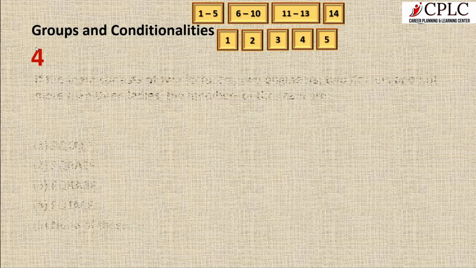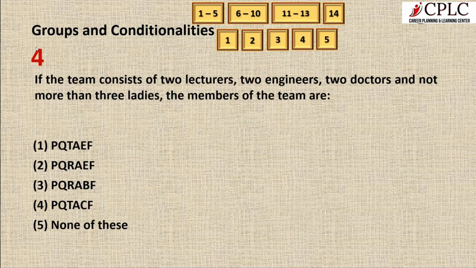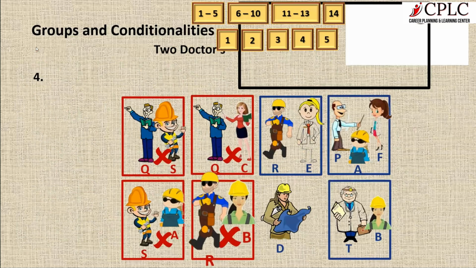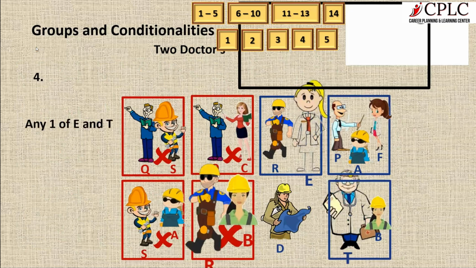If the team consists of two lecturers, two engineers, two doctors, and not more than three ladies, the members of the team are. So we want two lecturers, two engineers, two doctors, and not more than three ladies. So two doctors. Now, we don't want more than three ladies. This is also one of the conditions. So what we can do is we can select any one of E and T.